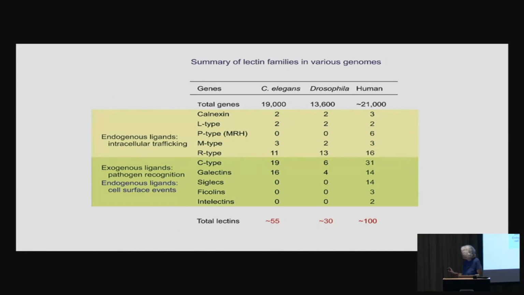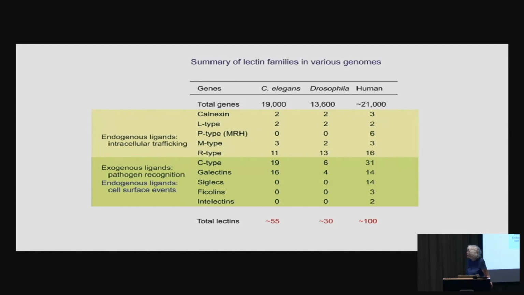in various genomes. So C. elegans, Drosophila, humans, and what you see is that the calnexin, calreticulin, the M-type and the L-type lectins, those that are involved in quality control in the secretory pathway, are conserved. But some of the later ones that are doing cell adhesion, cell signaling, are not found in these lower organisms.